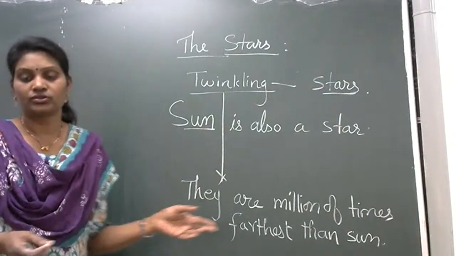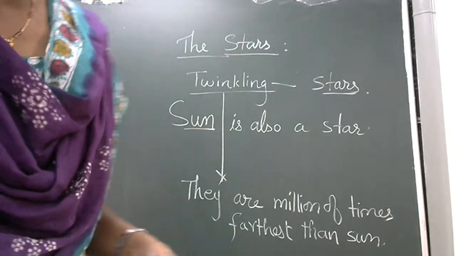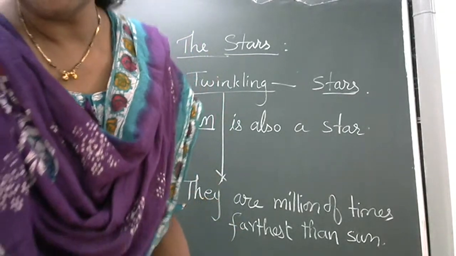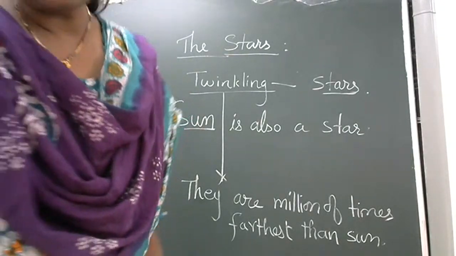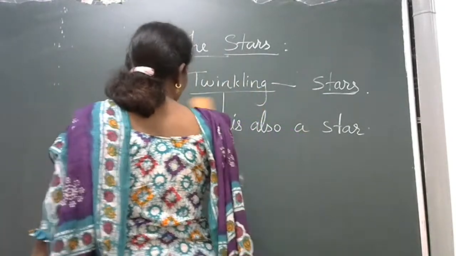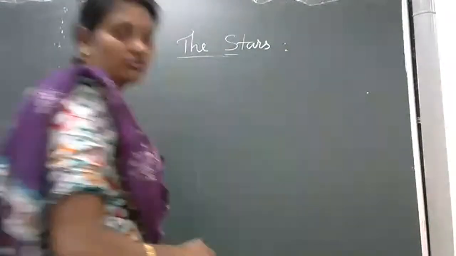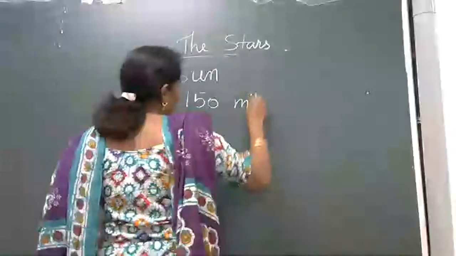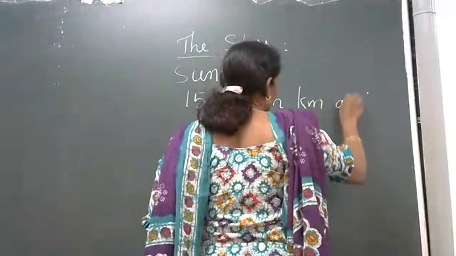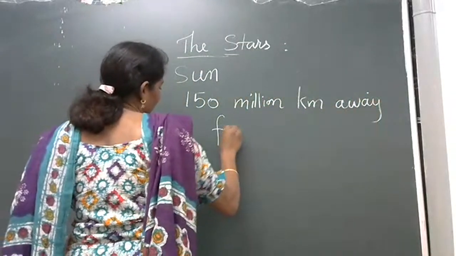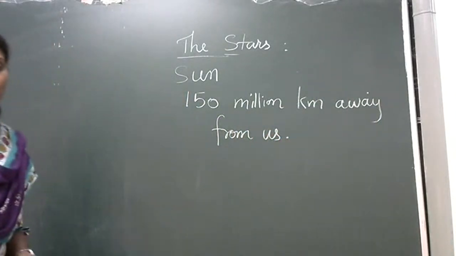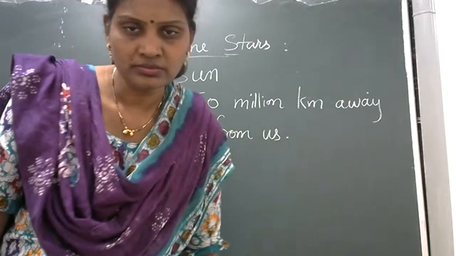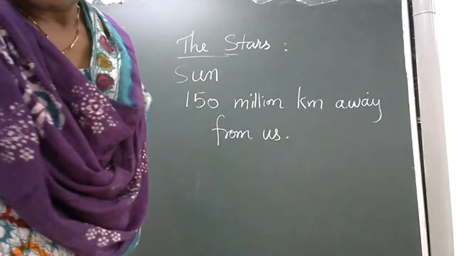Is it clear? So, now here, I will read it for you. Information is there. Sun is nearly, I will write down here, 150 million kilometers away from us. This is about the Sun. 150 million kilometers away from us. How much? 150 million kilometers away from us.